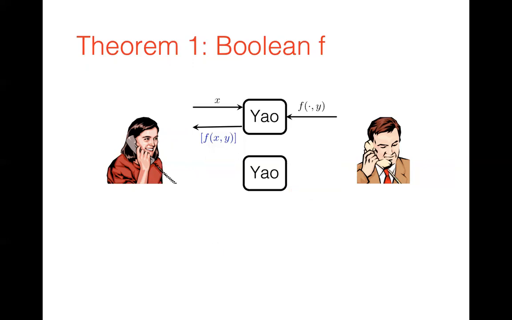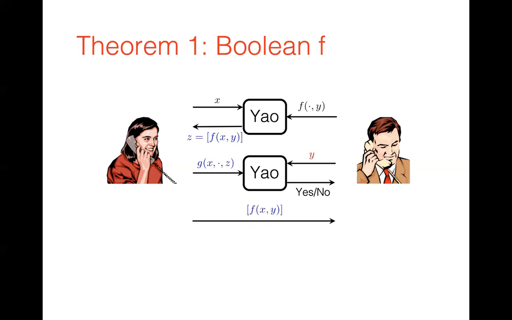The second computation is not going to be on the function F. Instead, it's going to be on the function G. So we have computed this masked form of the output in the first one. We're going to use G to check whether this computation is right. And if the predicate returns true, then Alice is going to return the answer to Bob.